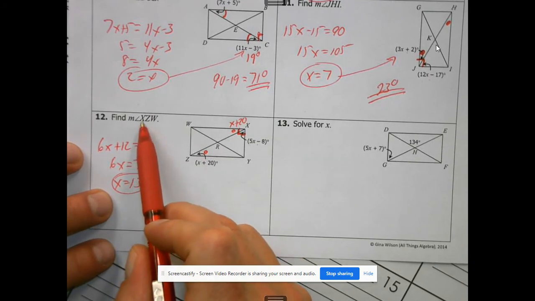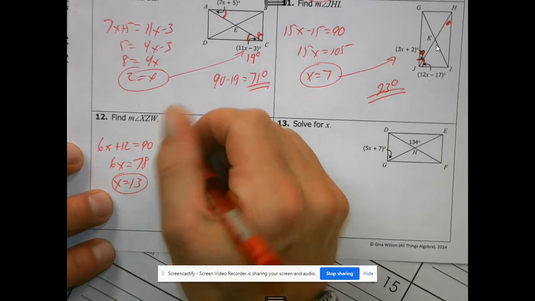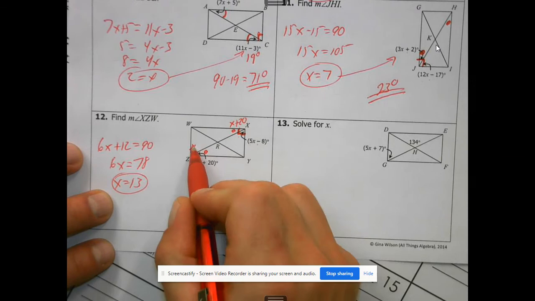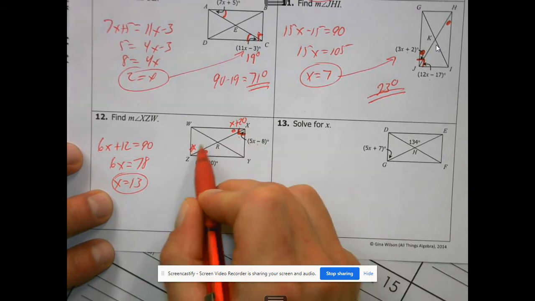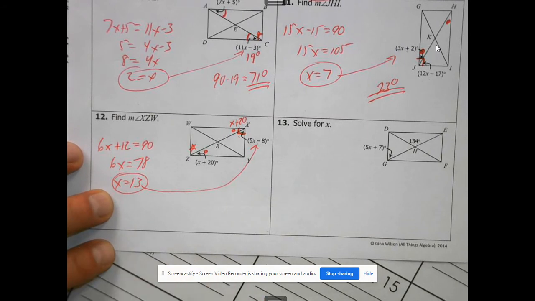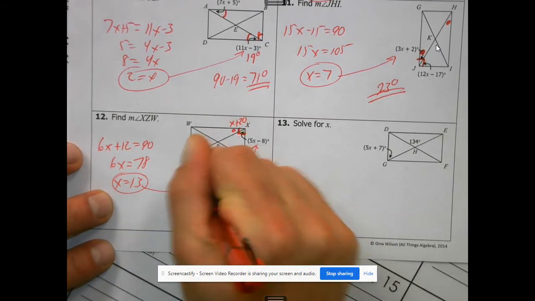Find angle XZW. XZW is right here. That's the same as this one, right? This angle is the same as that one, so take your 13, just plug it in right there. If you do that correctly, this angle comes out to be 57 degrees.